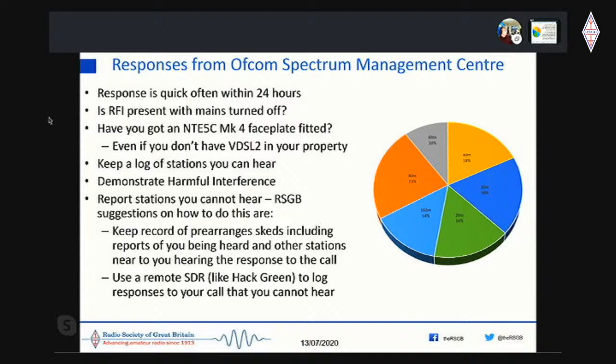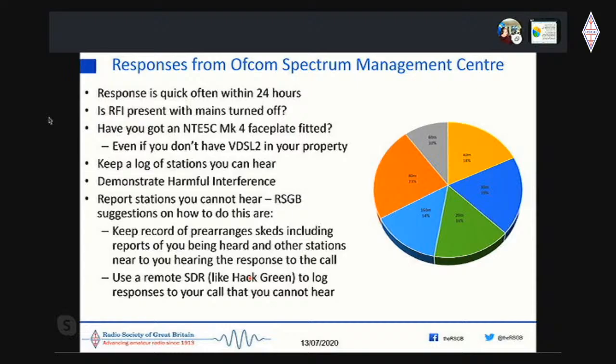They also want you to keep, this is a good one, could you please keep a log of the stations you can't hear, as well as the ones you can hear? All right? So keeping a log of the stations you can hear is sensible. Keeping a log of the stations you can't hear is a bit more taxing. But in fact, there are ways you can do that. You can pre-arrange skeds with people, and you can record them when they can hear you. You can't hear their reply, but you can use somebody near you to confirm that their reply was heard without VDSL present. Or you can use one of the online SDRs, like HackGreen.